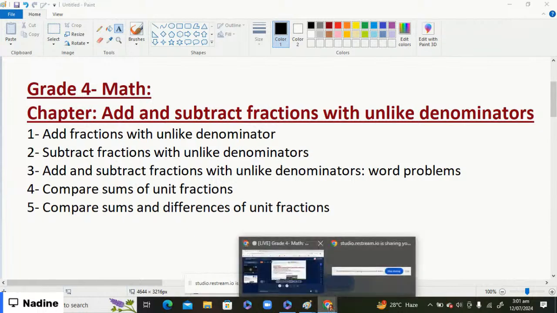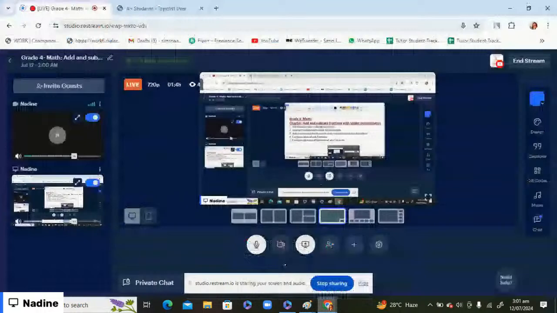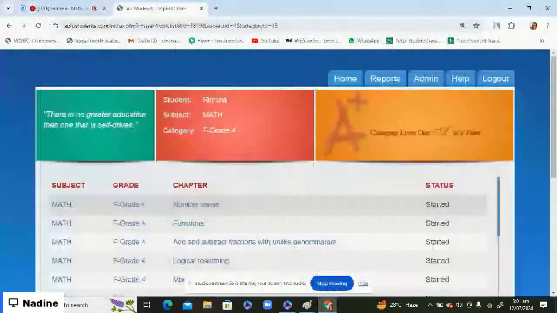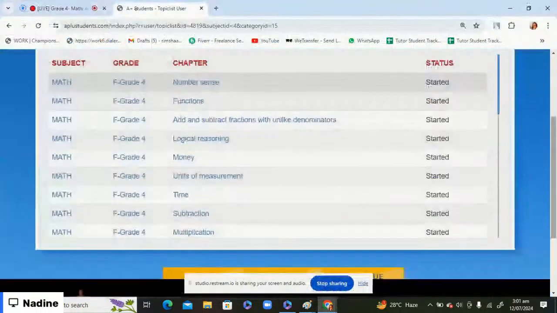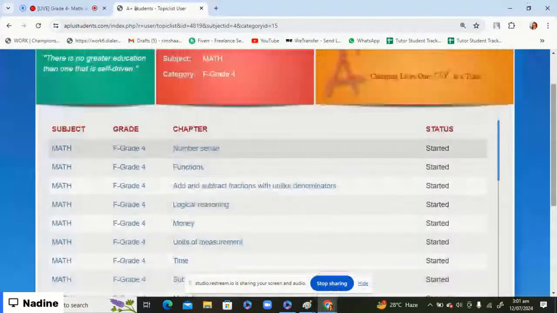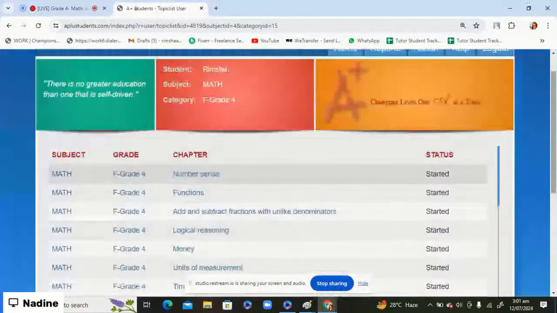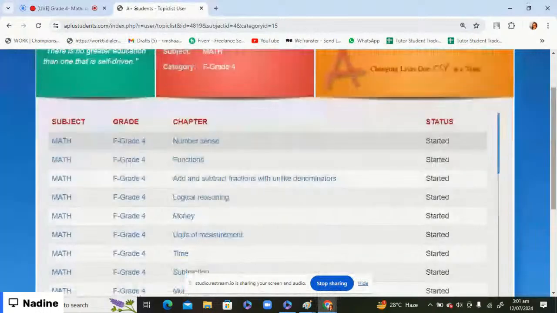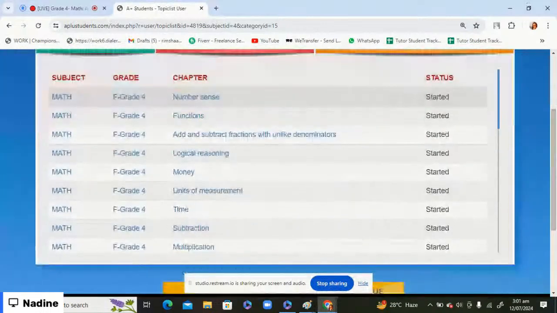You can find all the lessons on aplusstudent.com. You have to log in using the email and password provided by the administrator. Select maths from the subject tab. Scroll down to grade 4. Here is the list of the chapters.